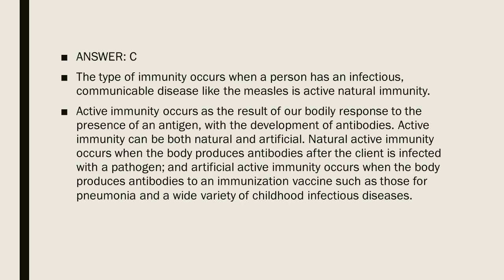Answer, C. The type of immunity that occurs when a person has an infectious, communicable disease like the measles is active natural immunity. Active immunity occurs as the result of our bodily response to the presence of an antigen, with the development of antibodies. Active immunity can be both natural and artificial. Natural active immunity occurs when the body produces antibodies after the client is infected with a pathogen, and artificial active immunity occurs when the body produces antibodies to an immunization vaccine such as those for pneumonia and a wide variety of childhood infectious diseases.